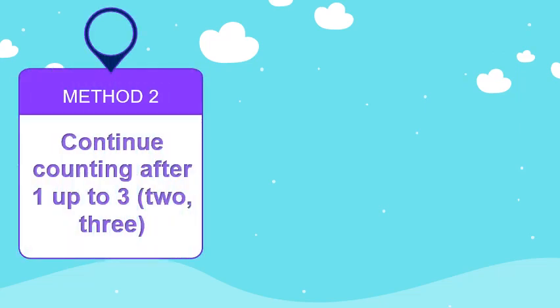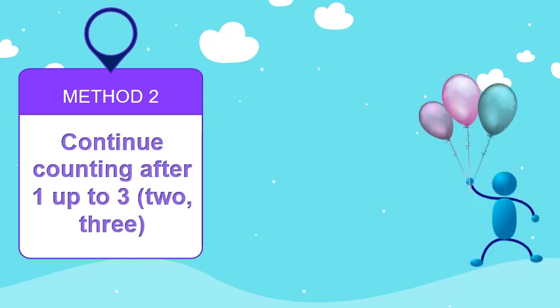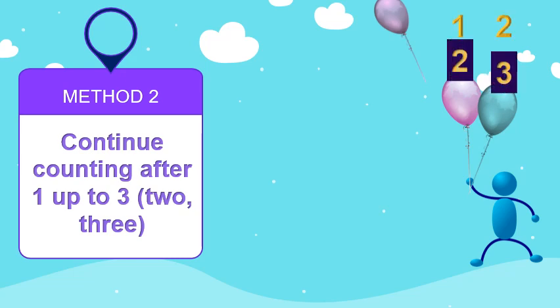Method number 2. We can also answer by continuing counting after 1 up to 3. So 2, 3. After 1, 2 numbers were counted. Joey has 2 balloons left.